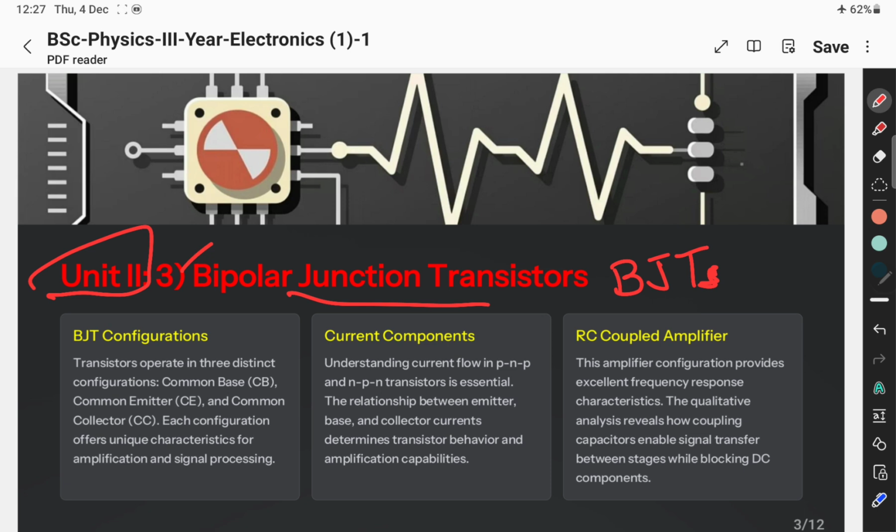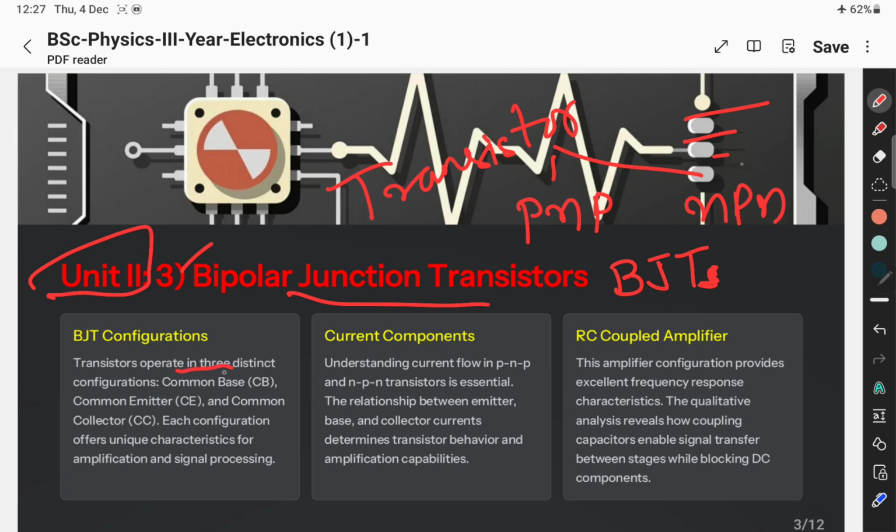This section helps us understand what is a PNP transistor and what is an NPN transistor. So what is a transistor actually? We'll learn what a transistor is, then what PNP and NPN are, how the current flows through the emitter, through the base, through the collector, and also how different configurations work.